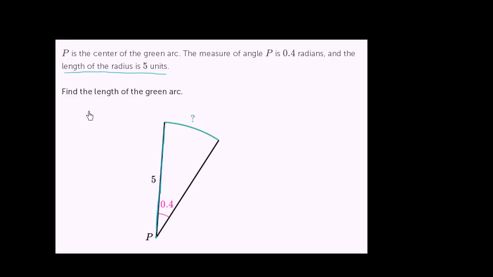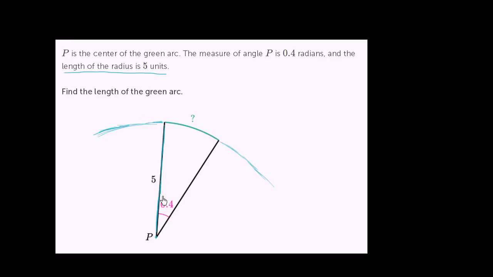So just to conceptualize this a little bit, P, you can imagine, is the center of this larger circle, and this angle right over here that has a measure of 0.4 radians, it intercepts this green arc right over here. I encourage you to pause this video now and try to think about this question on your own. How long is this arc given the information that they've given us?